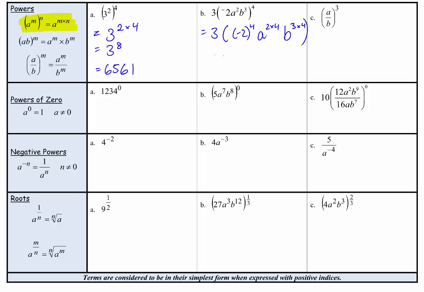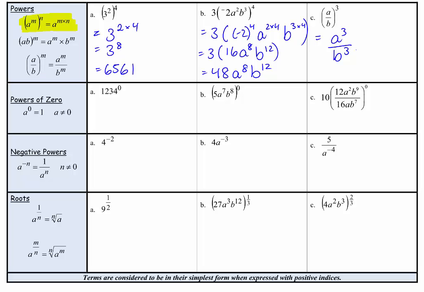So I have 3 times bracket, negative 2 to the power of 4, which is negative 2 times negative 2 times negative 2 times negative 2. There's an even power, so my answer is positive. So it's going to be 16. A, 2 times 4 is 8. B, 3 times 4 is 12. 3 times 16 is 48. A to the 8, B to the 12. Next, just a cubed over b cubed.